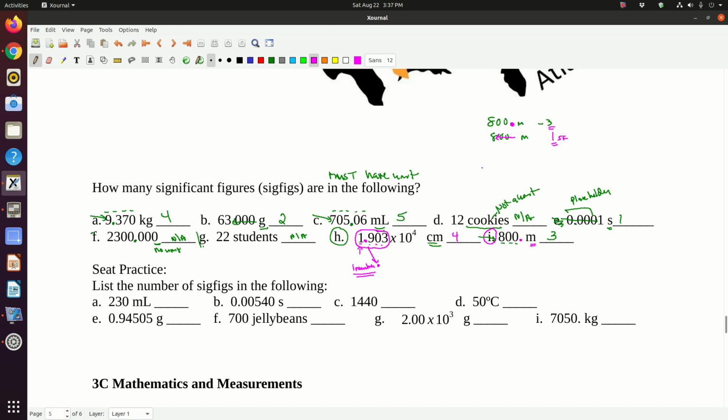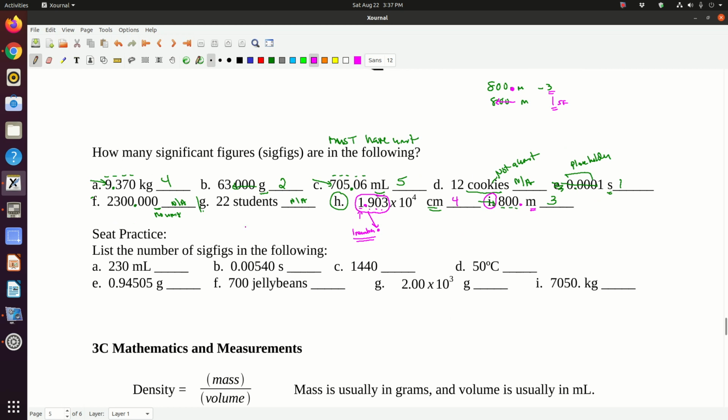All right, now there's practice. I want you all to try these, and you're going to enter these on Edpuzzle. I'm going to assume this is done, and so that is the end of Chapter 3B. Chapter 3C and D are in a different Edpuzzle.